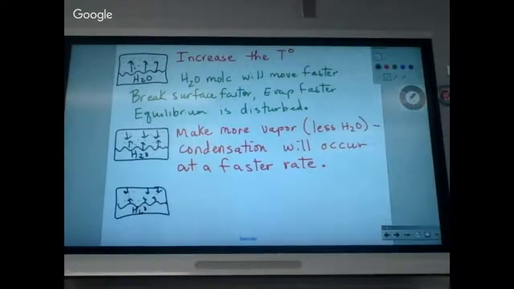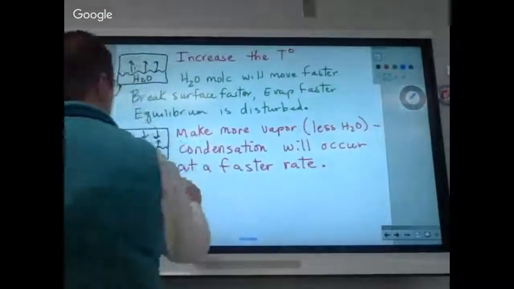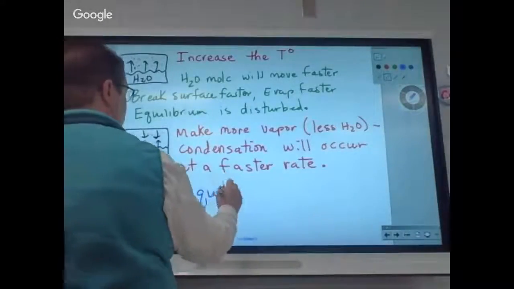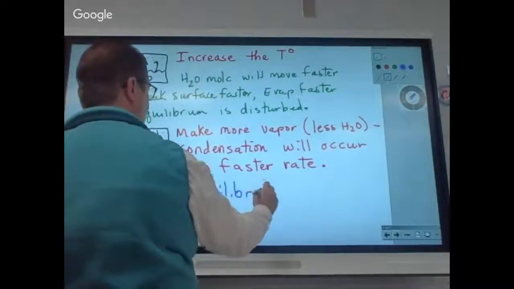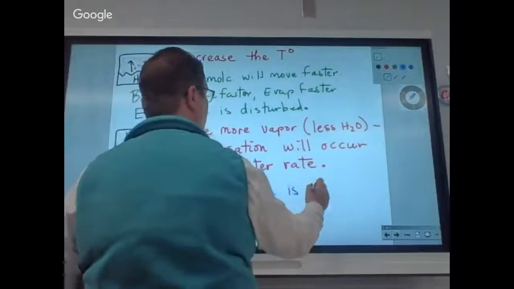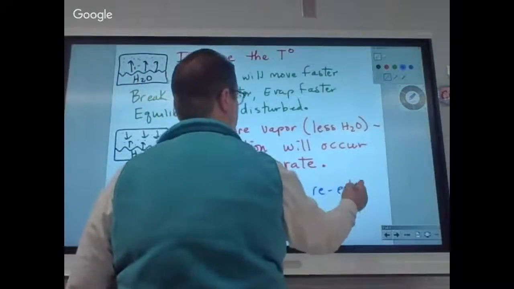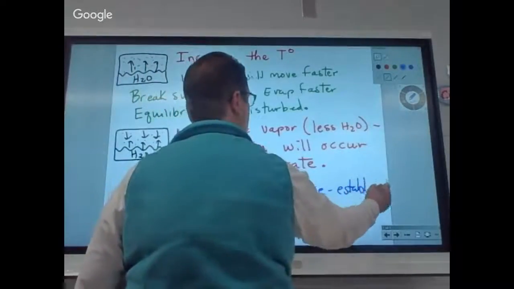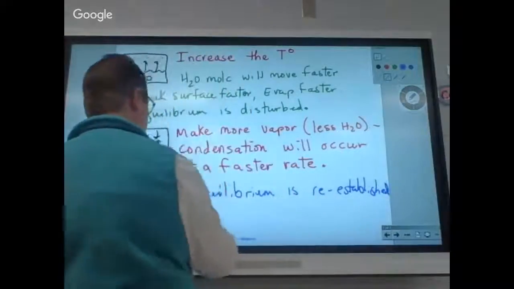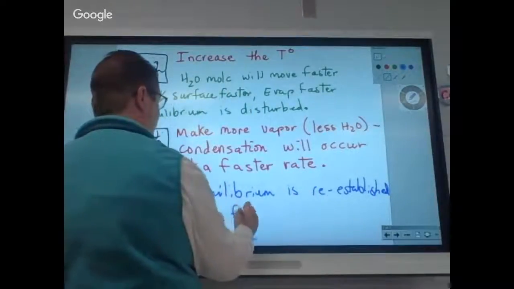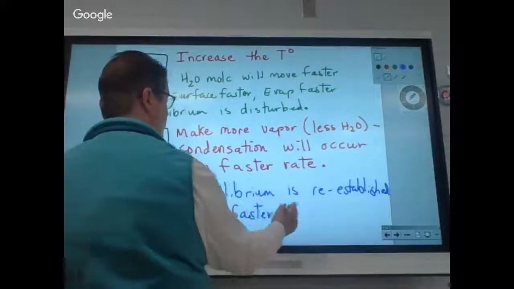Okay, so for the last box, we're going to say equilibrium is re-established at a faster rate.